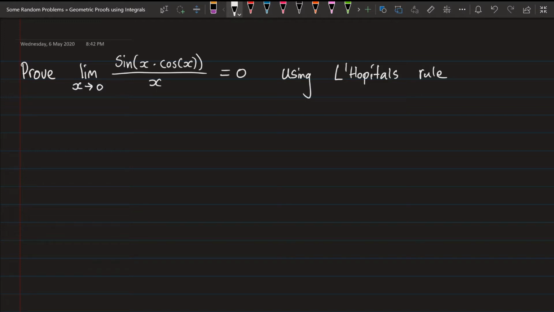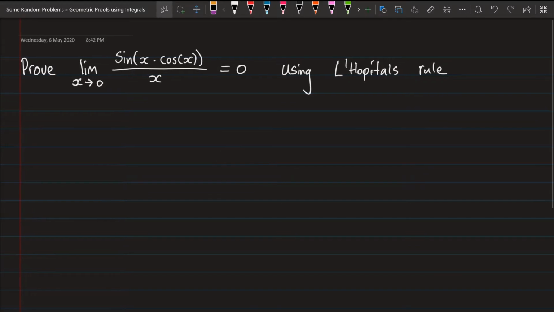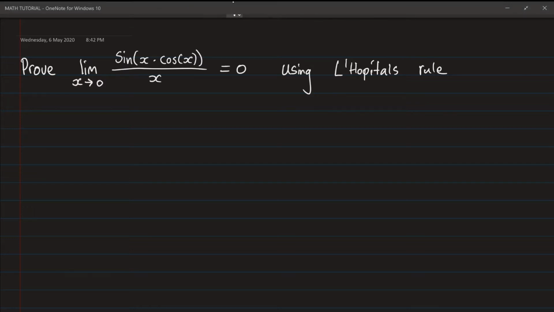Today we are going to prove that the limit as x tends to 0 of sine of x multiplied by cos x, all divided by x, is equal to 0. And yes, the cos x and the x are within the sine. And you might go, well, this could be fairly difficult, but I'm going to show you that, in fact, it is not. So let's go ahead and start by plugging in x is equal to 0.